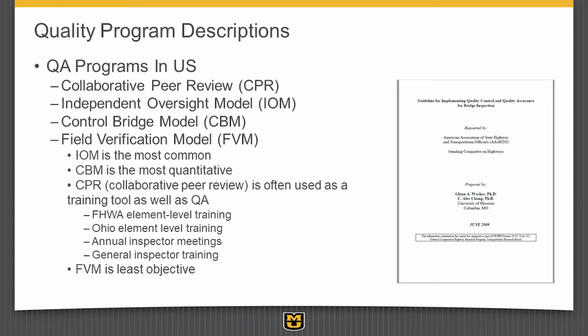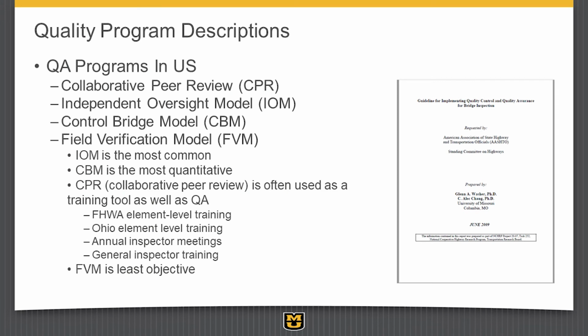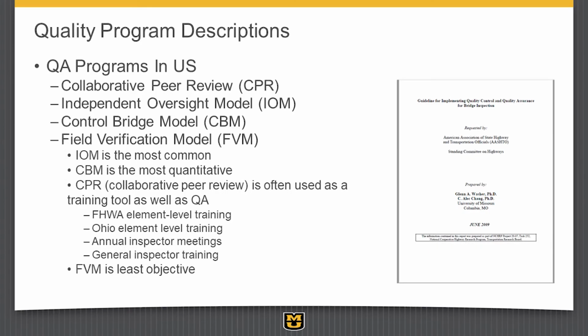In terms of QA programs, there's a little known report that the T18 committee did, that I wrote for the T18 committee back in 2009, on quality assurance programs in the US, how different states did them. We defined these as 4 different possible models: a collaborative peer review model, where a group goes out and looks at a bridge and discusses what its condition is; an independent oversight model, which is what they use in Pennsylvania, or at least they used to use, I think they still do, where you hire a contractor to come in and re-inspect some bridges and check against what the original inspection did and see how much variation there is; a control bridge model, which is used by more states over time.